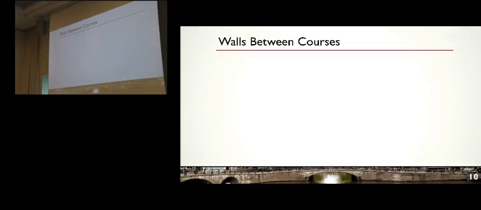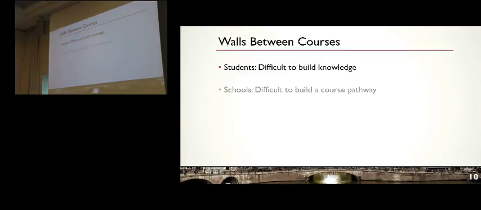So for example, if you build walls between courses for students, it's very difficult for them to build deep knowledge, because every new computer science course that student takes is another introductory class. So it's very hard to deepen what they're learning. For schools, they have to build a pathway. And I'm sure this is not solely a United States thing. You may know professors or groups in your cities, in your countries, that are developing multiple computer science curricula.